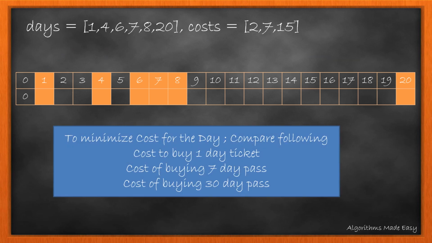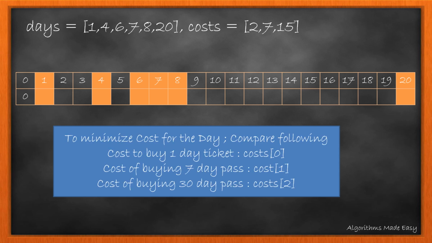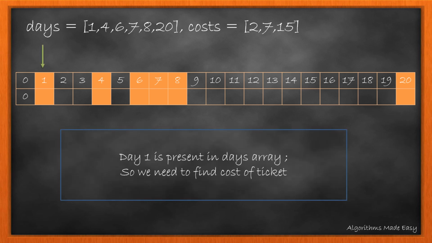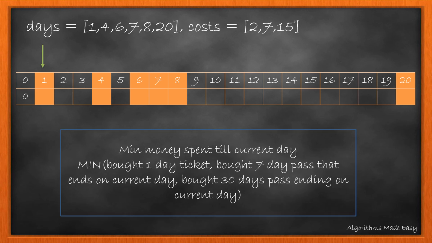To minimize the cost, we will compare the 3 costs: cost of buying a 1-day ticket, cost of buying a 7-day pass, and the cost of buying a 30-day pass, which can be expressed as follows. Since day 1 is present in the input days array, it means we would be traveling on this day, and so we would need a ticket. Thus, we need to find out the cost.